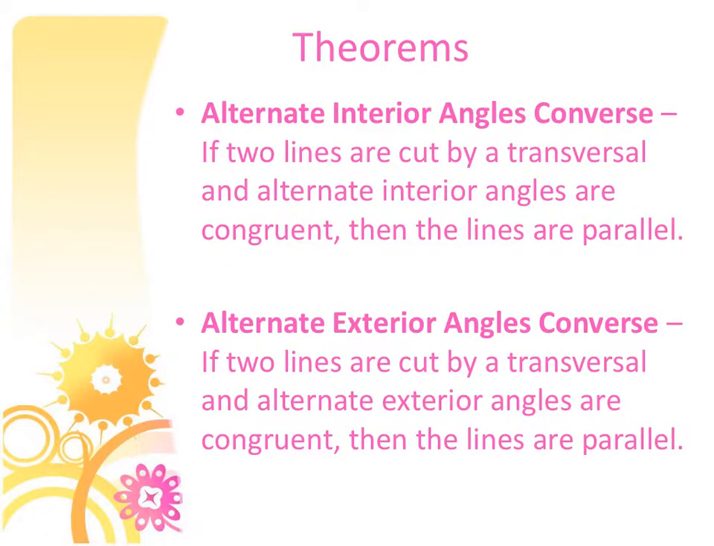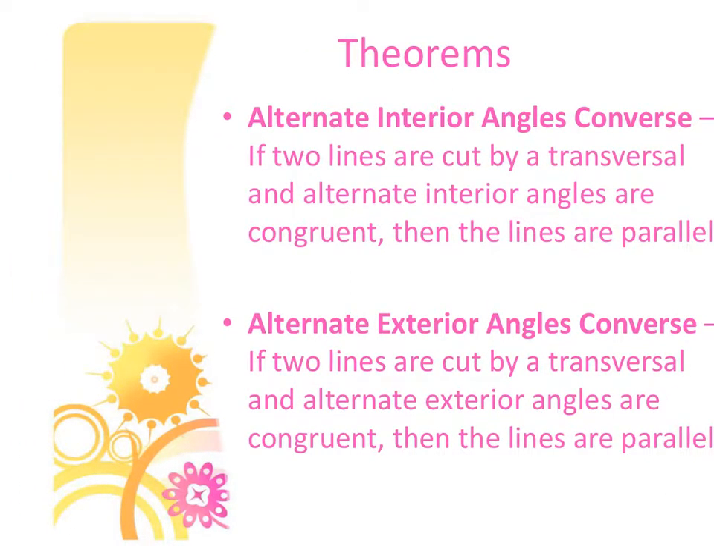Next converse we're going to learn is we have one for alternate interior angles converse and the alternate exterior angles converse. So again, they're both very similar. They both start out with if two lines are cut by a transversal. The only difference is the first one is if alternate interior angles are congruent, then the lines are parallel. The second one, if two lines are cut by a transversal and alternate exterior angles are congruent, then the lines are parallel. So I'm going to give you a figure.